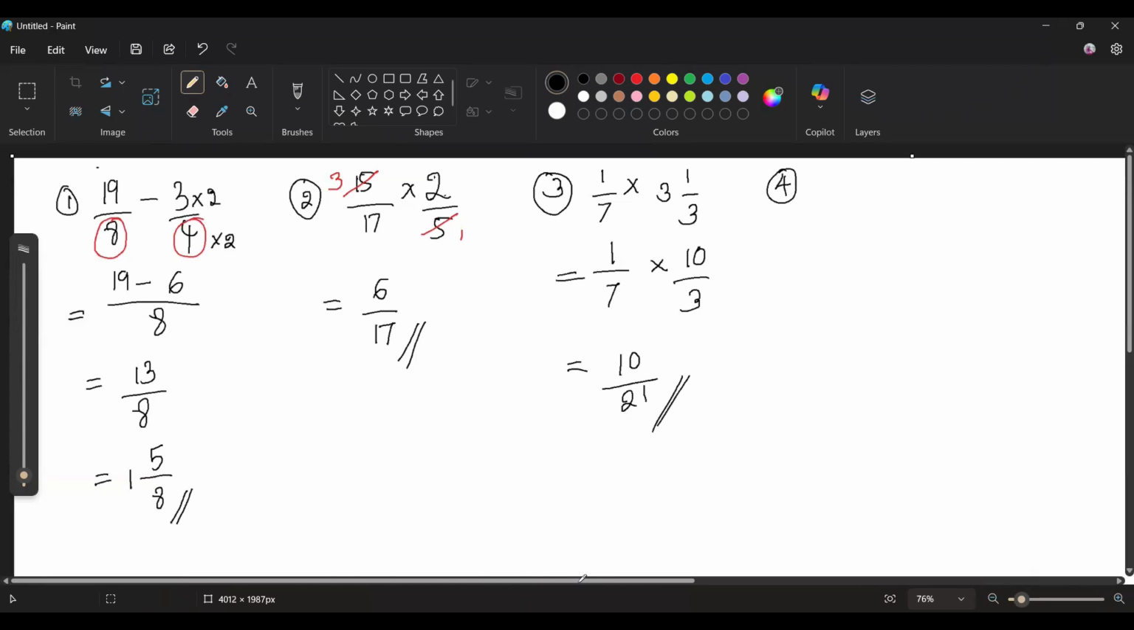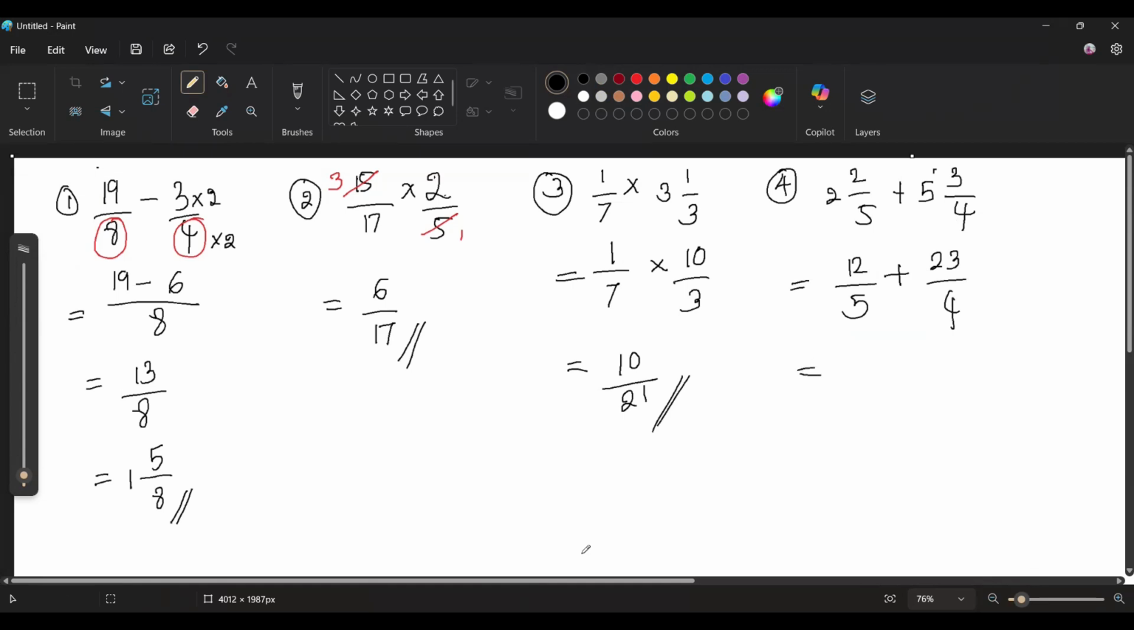And next one, 2 2 over 5 plus 5 3 over 4. Like this. First of all, you have to convert all of these to improper fractions. Here, 5 into 2, 10. 10 plus 2, 12. 12 over 5. Plus, here, 5 into 4, 20. 20 plus 3, 23 over 4.